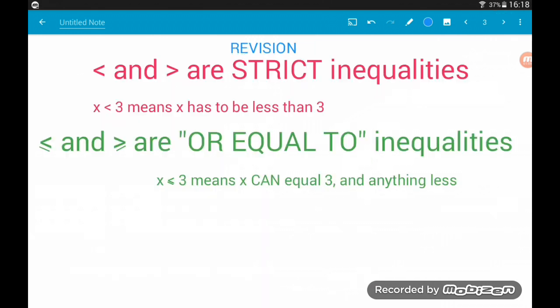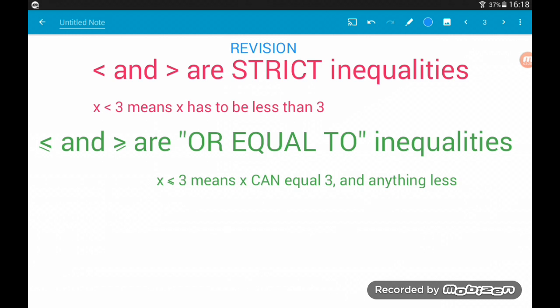Okay, the other thing that maybe we need a quick reminder on are the different types of inequalities. When we have something like x is less than 3, for this first example, that means x is strictly less than 3. It's not allowed to equal 3, but it is allowed to equal anything below it. On the flip side, in the bottom example, we've got x is less than or equal to 3. That means x can equal 3 and anything below it.